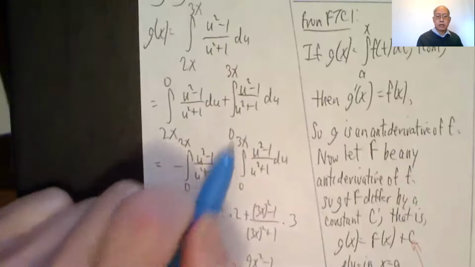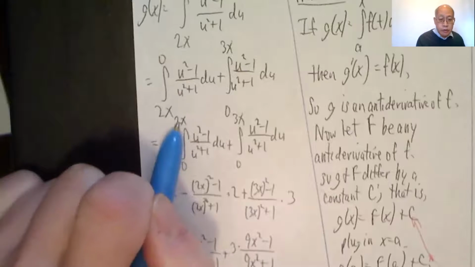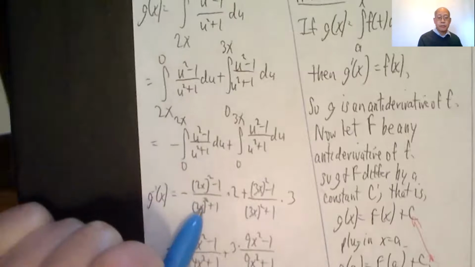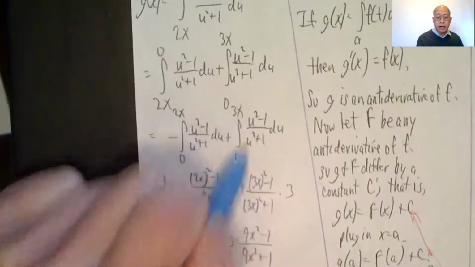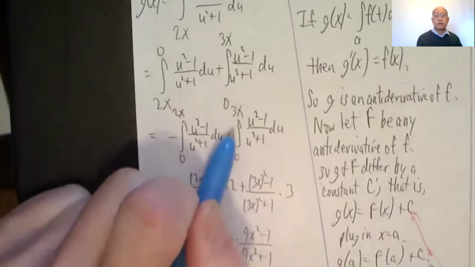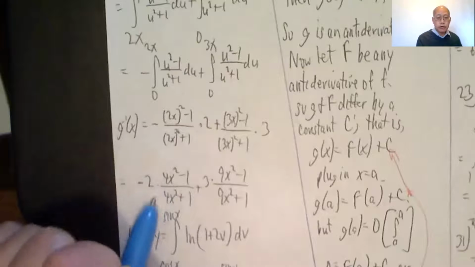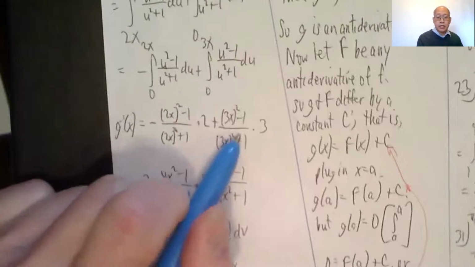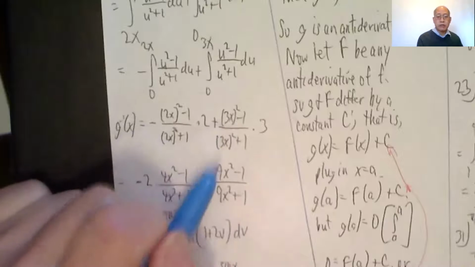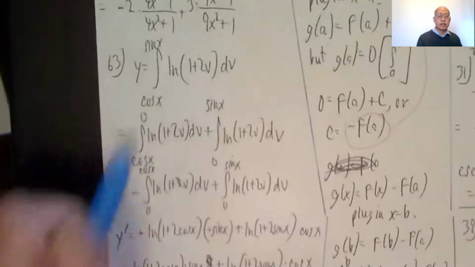Constant, variable, constant, variable. So for g prime of x, you're actually taking the derivative. Put the 2x right there and right there, and then times the derivative of 2x, which is 2. For this one, put the 3x right there and right there, and then times the derivative of 3x, which is 3. And then we just clean it up a little. So there's a negative 2, 4x squared minus 1 over 4x squared plus 1. And this becomes 3 times 9x squared minus 1 over 9x squared plus 1. And there we go.